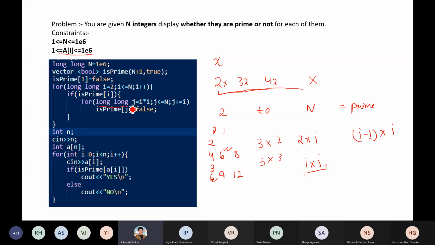Int can store only till 1e9. Not up to 1e9; int can store up to approximately 2e9. So for a prime number close to 1e6, j would become 1e12. If we had kept it as an integer, it would have caused overflow and the number would have become negative or some other garbage value. So you must be careful where to use long and where to use int.